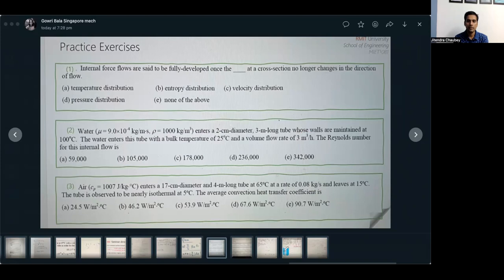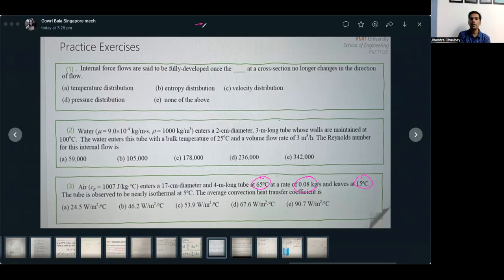I think now it might be sorted. They have given you mass flow rate. They have given you inlet temperature and outlet temperature. The tube is observed to be nearly isothermal. It means it remains constant throughout. The temperature of the tube remains 5 degrees Celsius throughout. So that's when you use the log mean temperature difference.